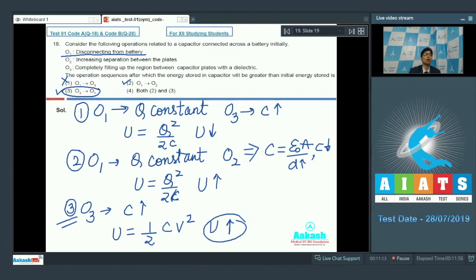Because option number 2 and option number 3 both are the answers, we should go with option number 4 as the final and the correct answer. Now dear students, let us proceed to the next question, that is question number 19.